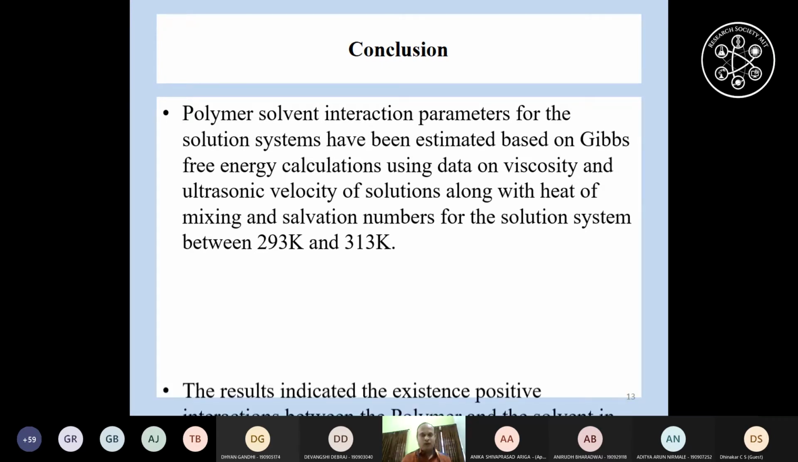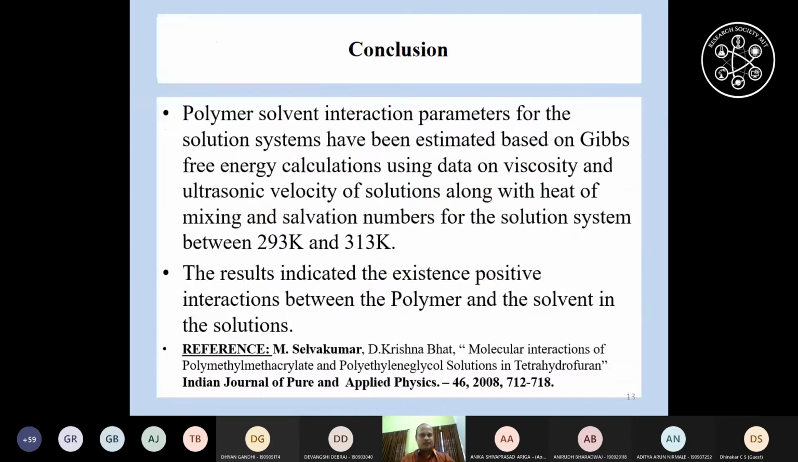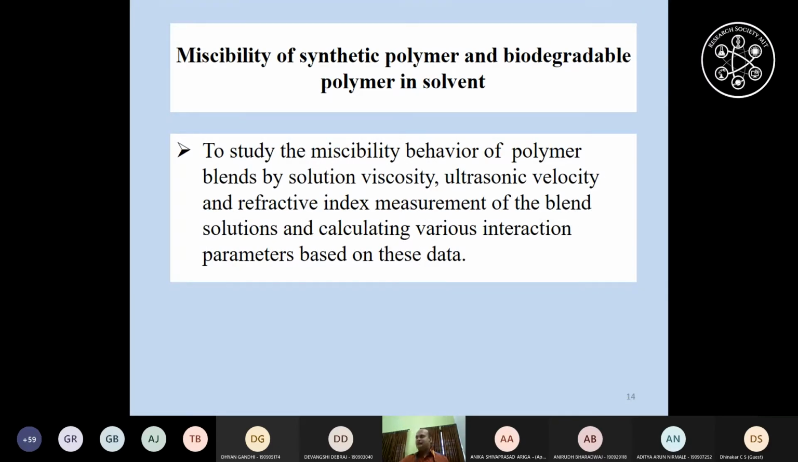That part is over. Now we are coming to the next category. Everything I have published in the Indian Journal of Applied Physics in 2008 itself. Okay, next I am coming to the next category. Of course, today the highlight of the talk is polymer blends and its applications: miscibility of a synthetic polymer and a biodegradable polymer in a particular solvent.